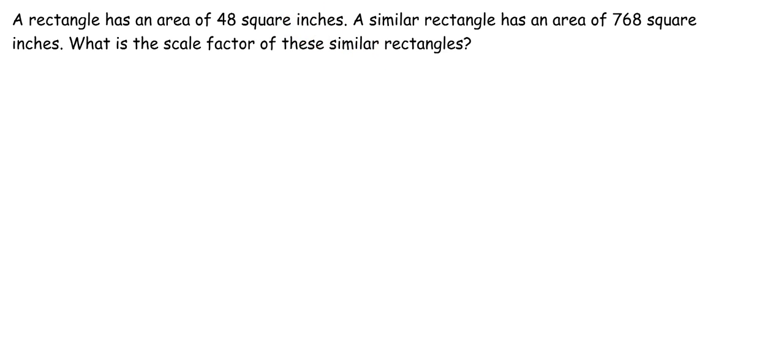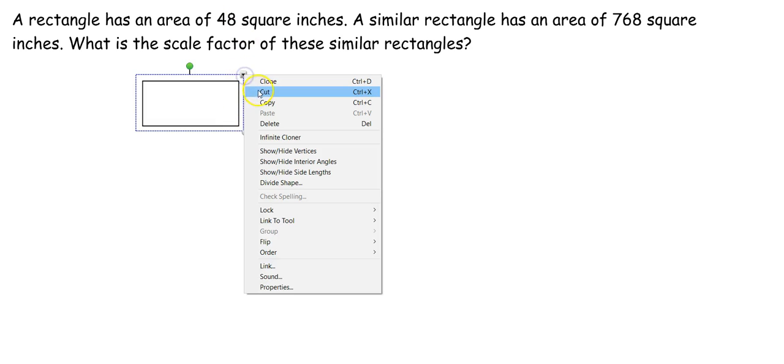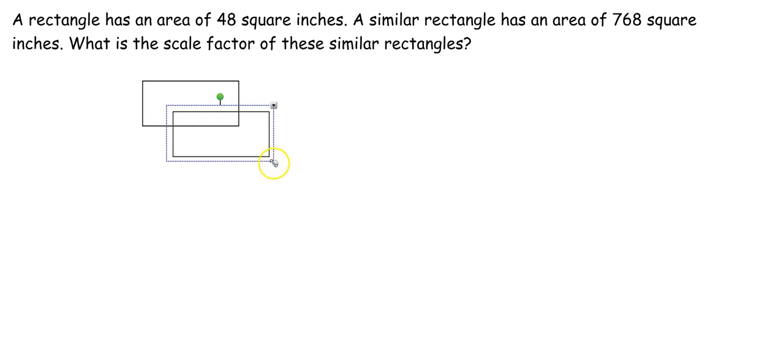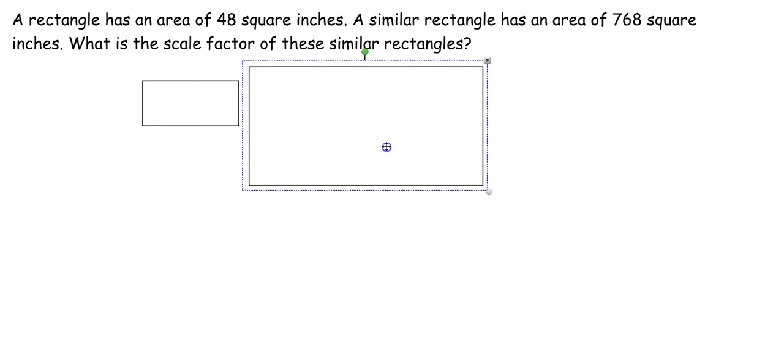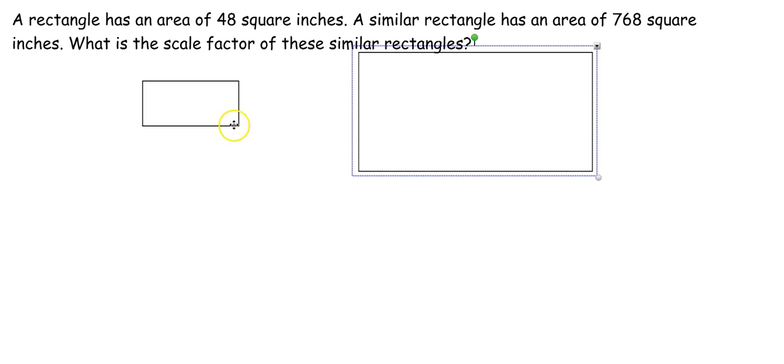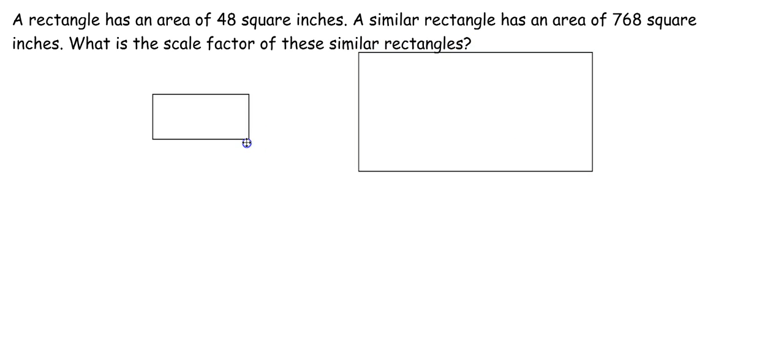So we have two rectangles and they are similar. So I'll just draw one pair of rectangles which are similar. Okay, these are the two rectangles we have. The area of the first one is 48 square inches. The area of this rectangle is 48 square inches.